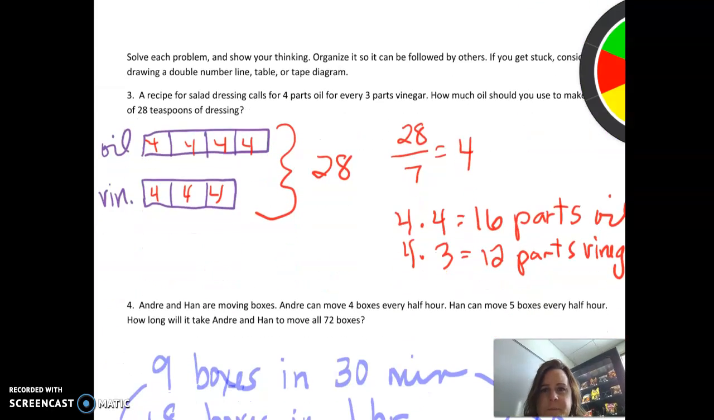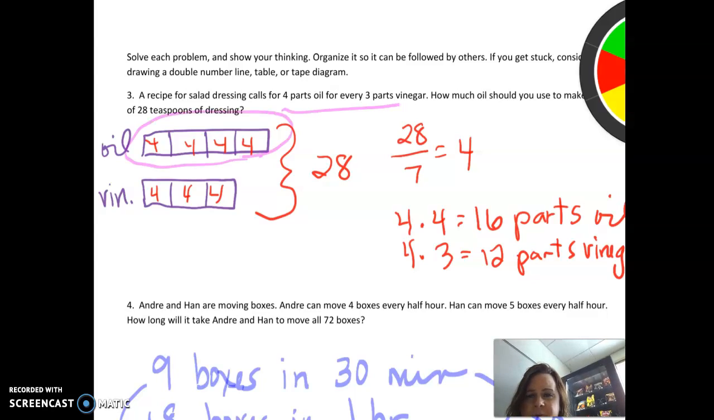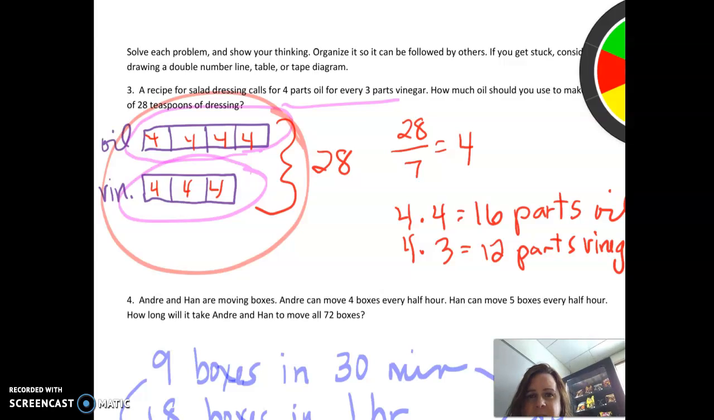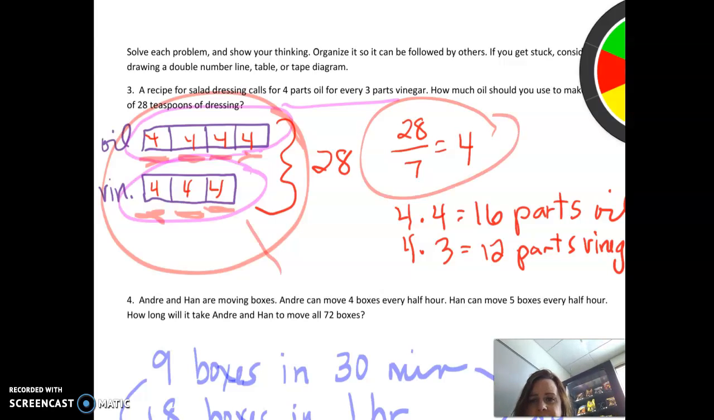All right, in this one, we're solving the problem. I'm going to use a strip diagram for this first one. The recipe for salad dressing calls for 4 parts oil to every 3 parts vinegar. So I have a strip diagram with 4 parts for oil and 3 parts for vinegar. And then I know that I need 28 teaspoons of dressing. So I'm going to say that this entire strip represents 28. And then I divide the 28 by 7, and I got 7 because I'm looking at the total number of parts here, 1, 2, 3, 4, 5, 6, 7. And 28 divided by 7 is 4. So I know that the value of each of these parts is 4.